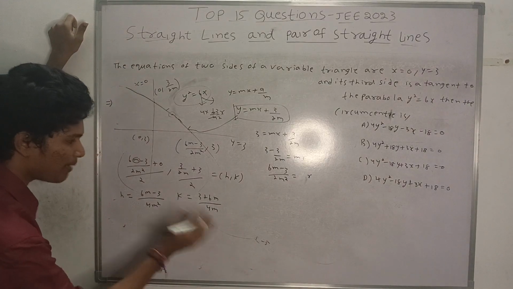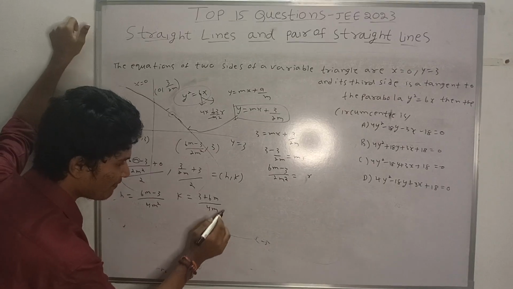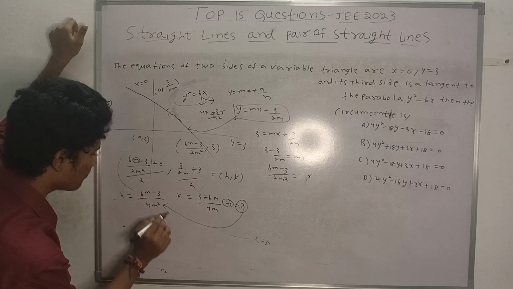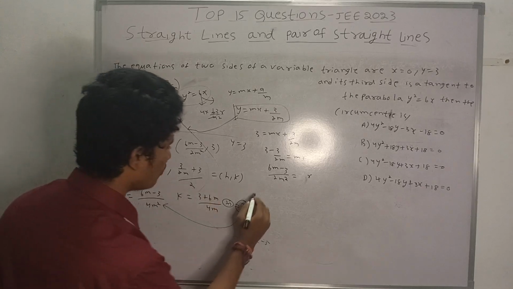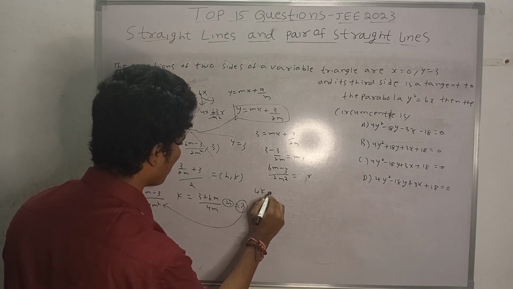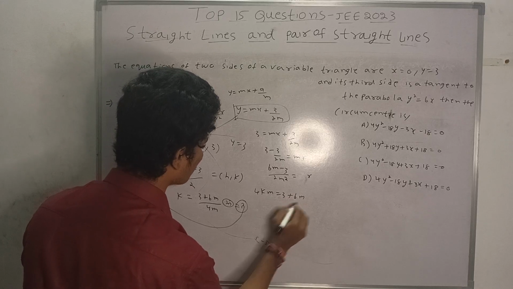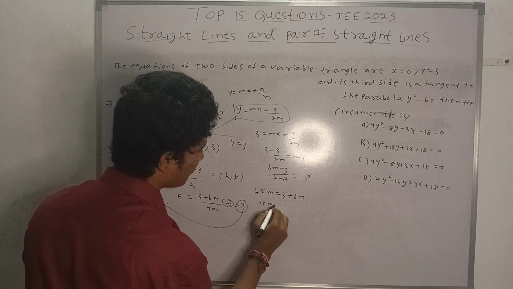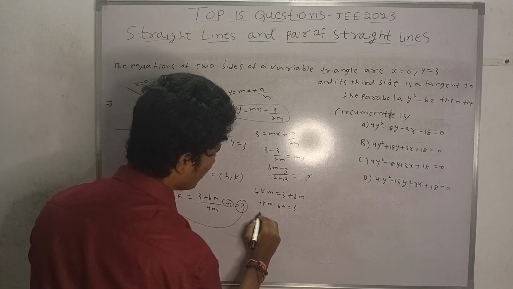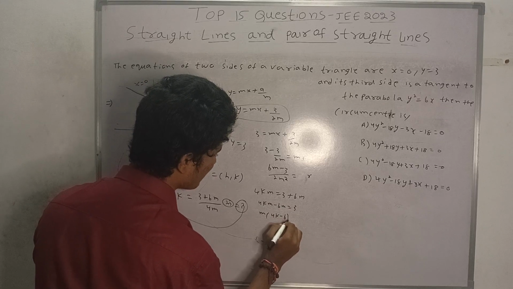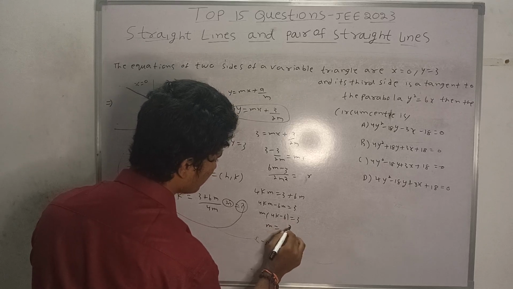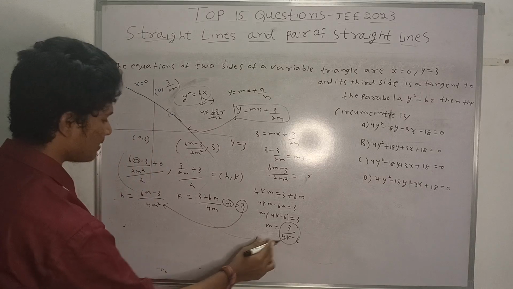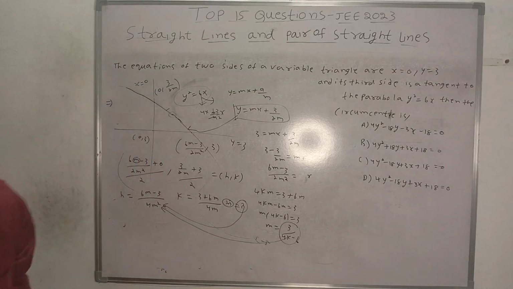We can simply eliminate m here. We have to find the value of m and substitute here, and we can find the locus. So 4km equal to 3 plus 6m, and next 4km minus 6m equal to 3, m(4k minus 6) equal to 3, m equal to 3 divided by (4k minus 6). We got the value of m. Simply substitute here in this equation.